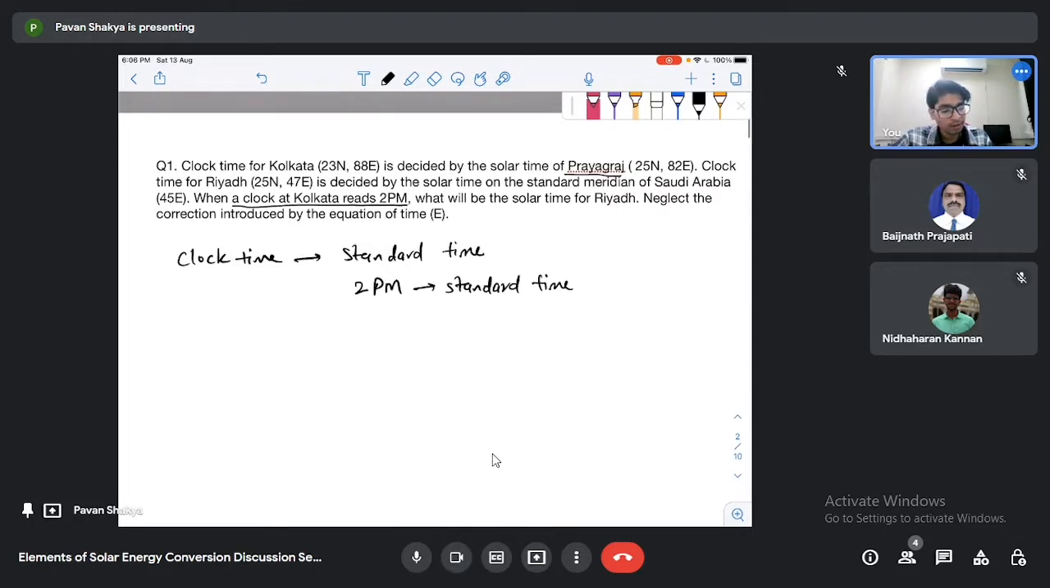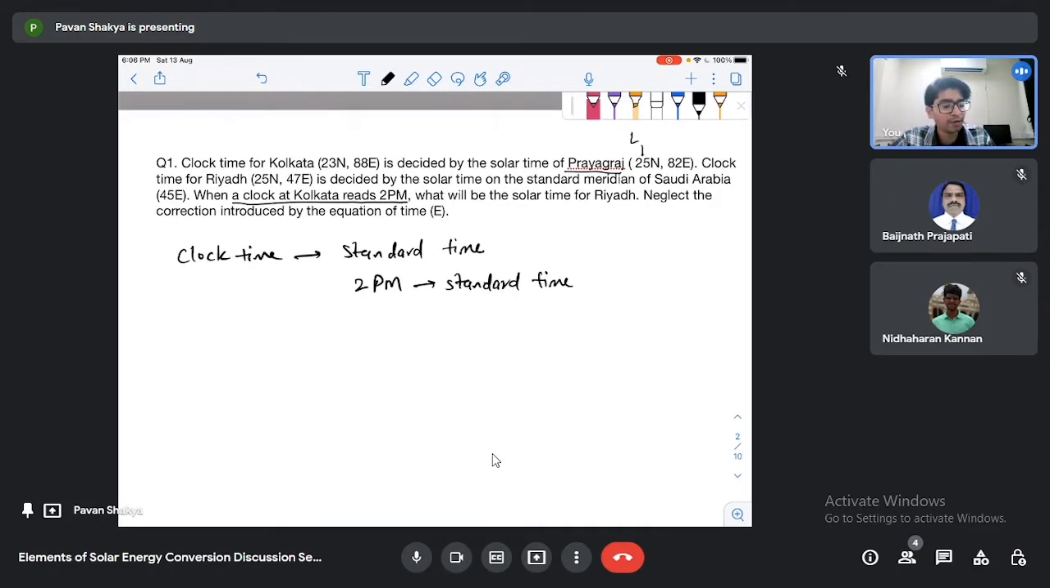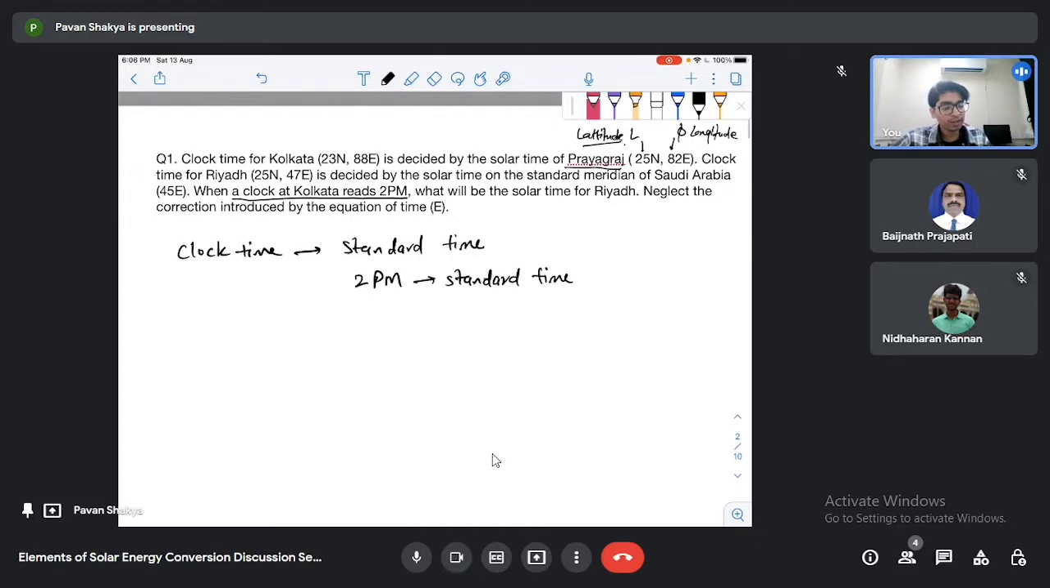Okay. Next it is given that the clock time for Riyadh is decided by the solar time on the standard meridian of Saudi Arabia. I also want to mention that the first coordinate given is the latitude and the second one is the longitude. So as we know that now we have the standard time for Prayagraj, we can calculate the solar time for Saudi Arabia.